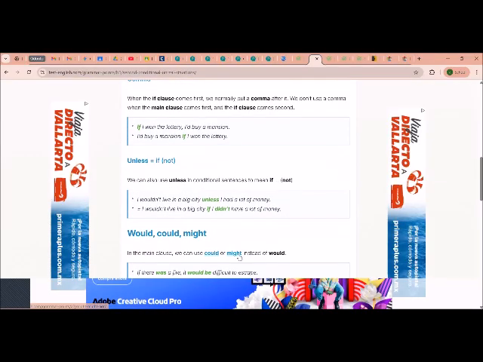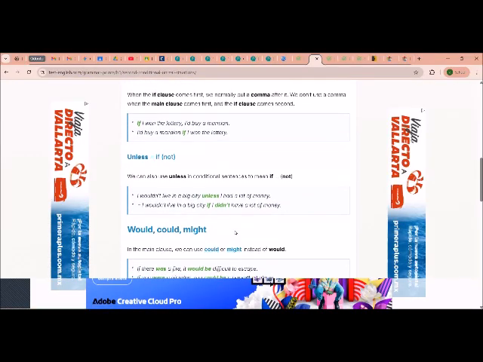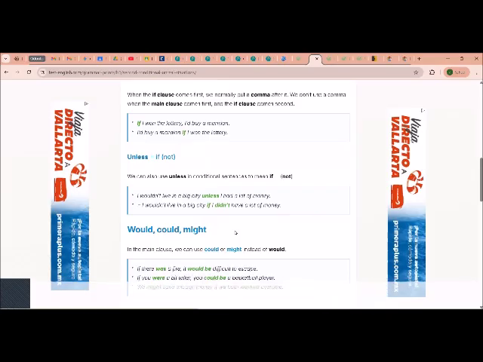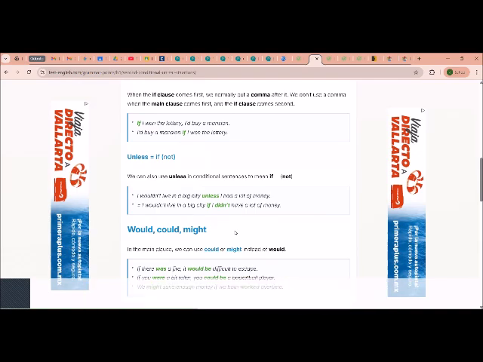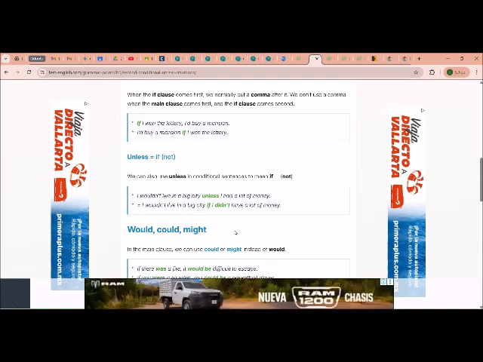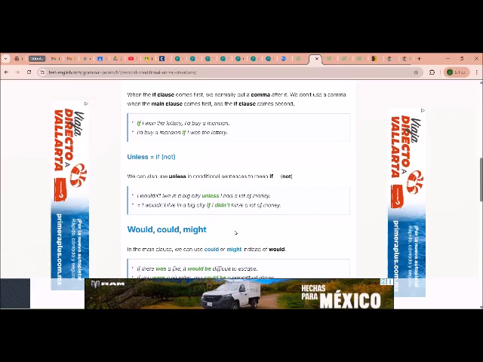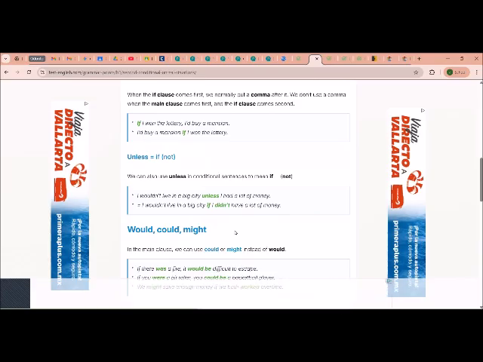Now, unless can also be used here. Just as with the first conditional, we can use it to condition our results. However, remember these situations in the second conditional are our dreams and wishes. So the result is still unlikely. I wouldn't live in a big house unless I had a lot of money. I don't have a lot of money, so I won't be living in a big house.